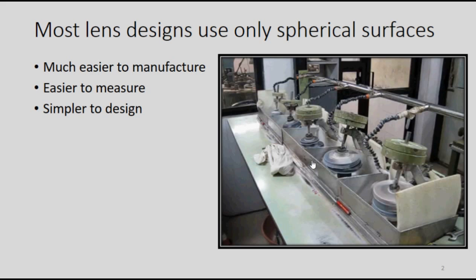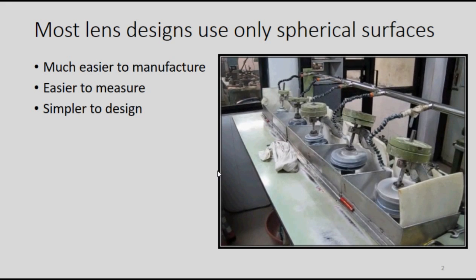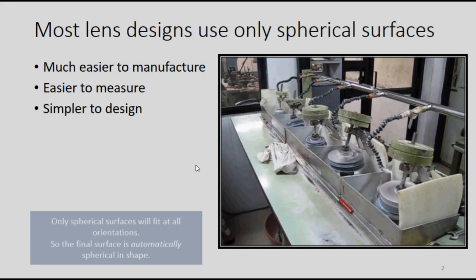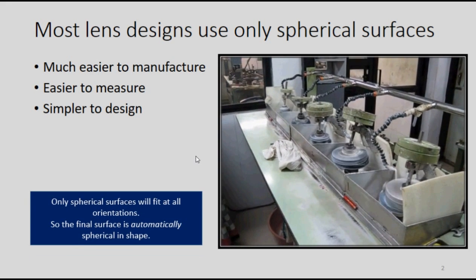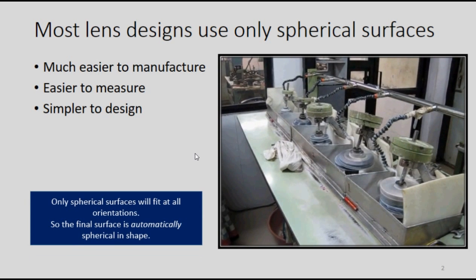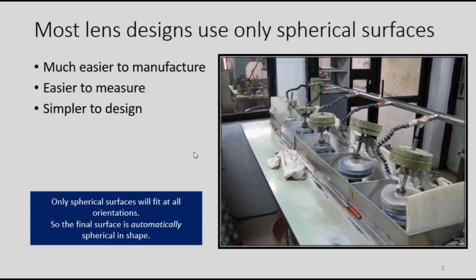And you'll notice that they do this by grinding a tool or a lens on top of something with a matching curvature. And since only spherical surfaces will fit at all orientations, the final surface is automatically spherical in shape. That makes them easy to manufacture.